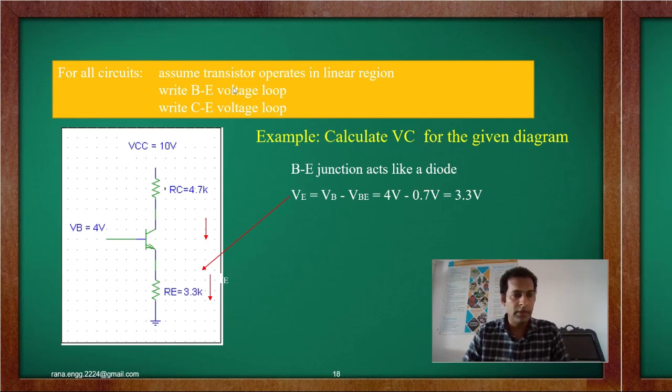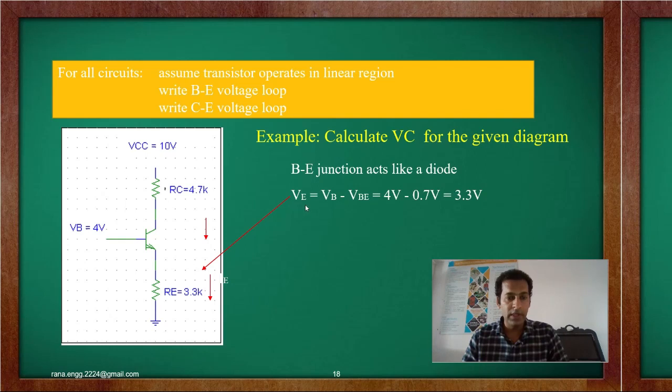So this is our circuit and the question is: calculate VC for the given circuit. VC is the output voltage at the collector. So what is given? VCC is 10 volt, RC is 4.7 K, VB the base voltage is 4 volt, RE emitter resistance is 3.3 K. So how will we calculate it? First thing, the total voltage will be the summation of VE plus VBE.